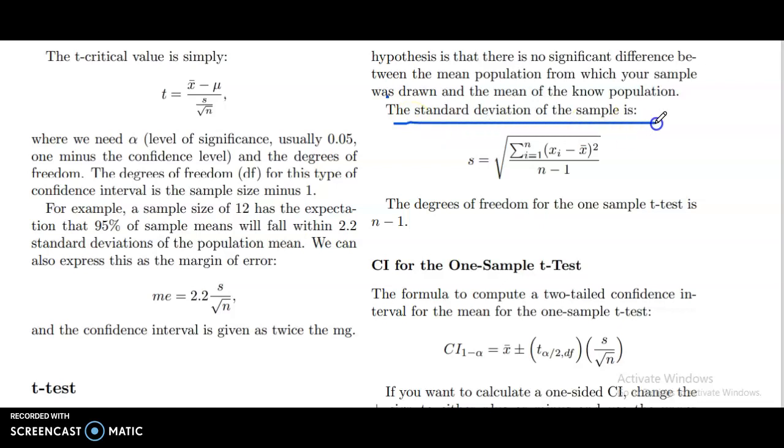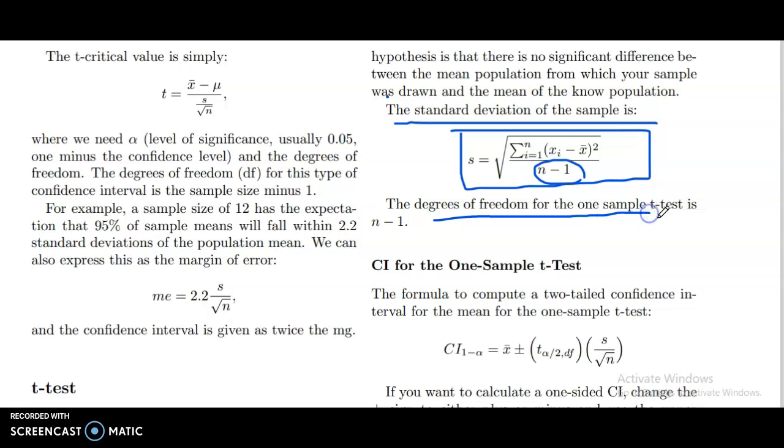Standard deviation of the sample is S equal to the square root of the summation from i equal to 1 to n of (xi minus x bar) whole squared, divided by n minus 1. This n minus 1 is the degrees of freedom for the one sample t test.